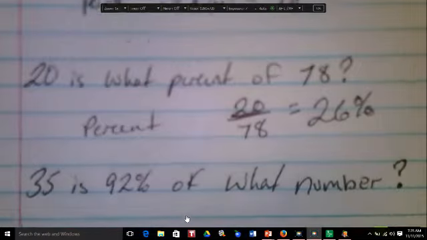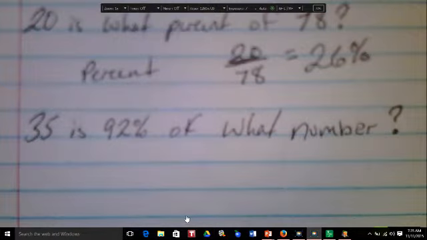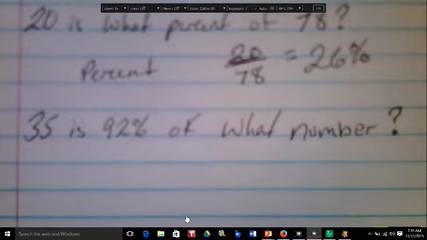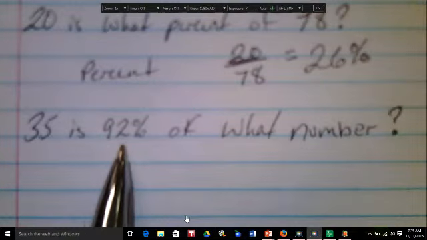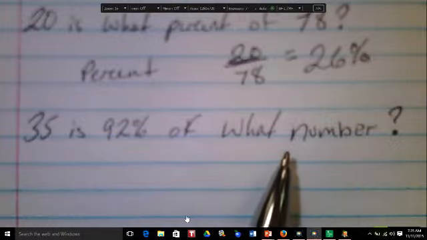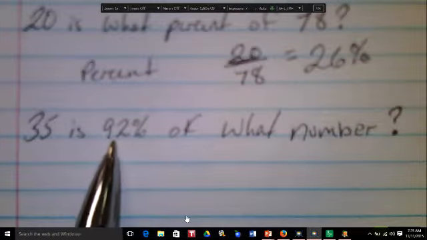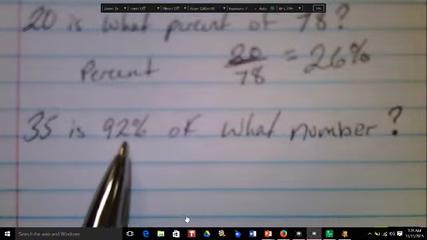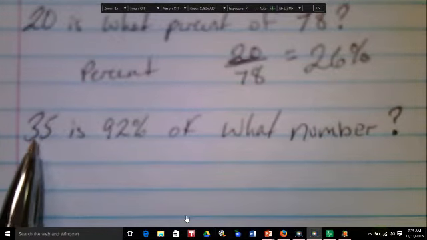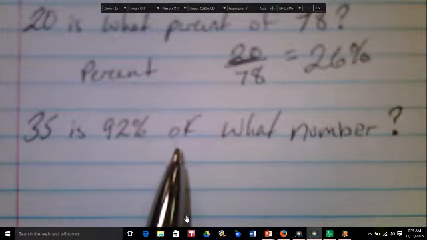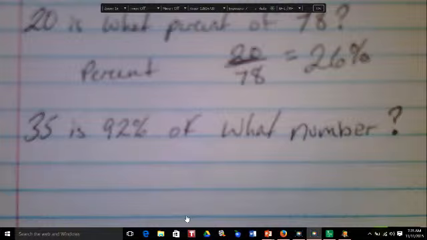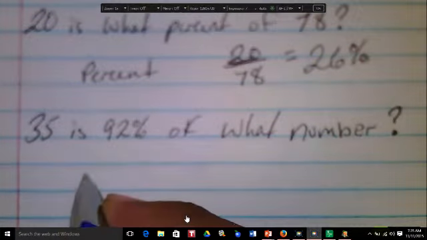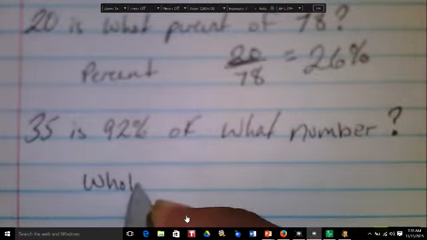Last but not least, let's find the whole. How do we know we're looking for the whole? Our question says 35 is 92% of what number? We have a percent here, so we're not looking for percent. We have a word before "is," so that's probably our part. And after the word "of," we're asking the question, what number? So we know we are looking for the whole.